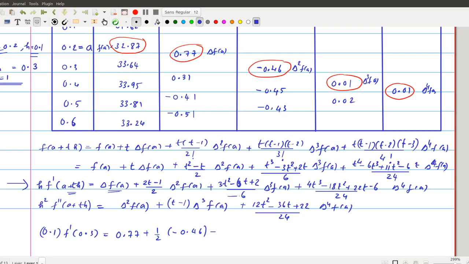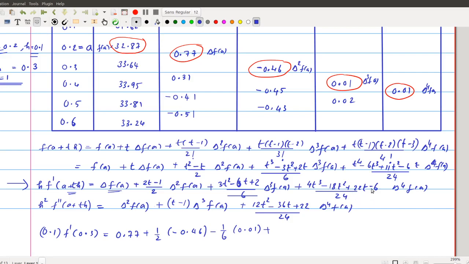Okay, so what will be the third term? The third term comes from this, by putting t is equal to 1 here, that is 3 minus 6, that is minus 3 plus 2, that is minus 1, that is minus 1 by 6 times del cube f of a. What is del cube f of a? Del cube f of a is 0.01, so this times 0.01. Plus the fourth term, the last term, will be when t is equal to 1 here, you will get 4 minus 18, 4 minus 18 is minus 14. Minus 14 plus 22 is again 8.